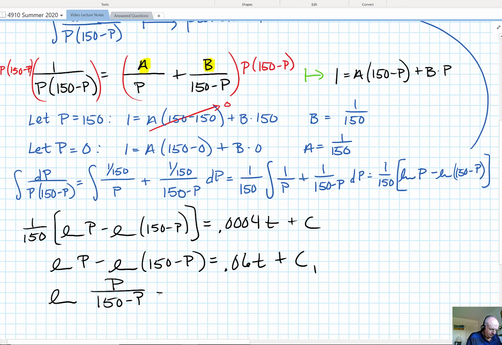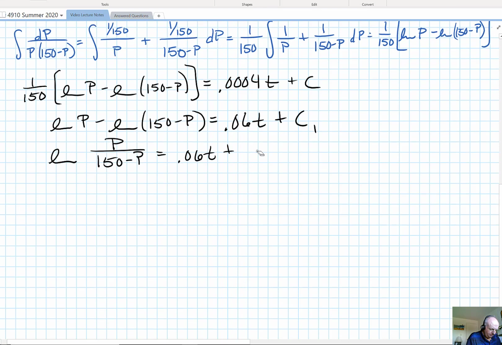Remember our rules of logarithms. That's not a 6, that is a C sub 1, right? We're just working through some algebra here. Exponentiate both sides. So this left-hand side is simply going to be P over 150 minus P. This right-hand side is going to be some constant times e to the 0.06 t.